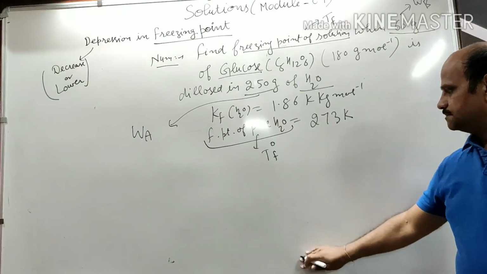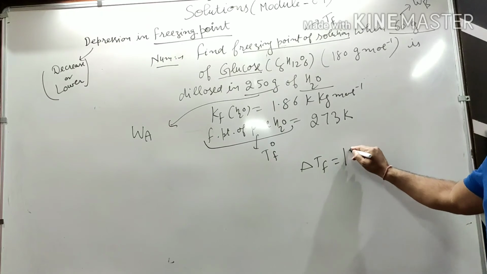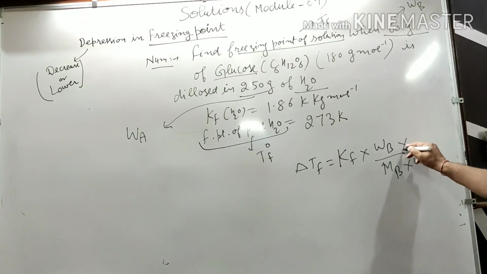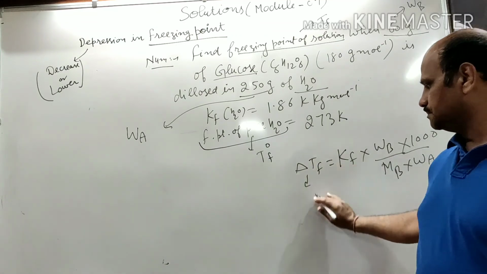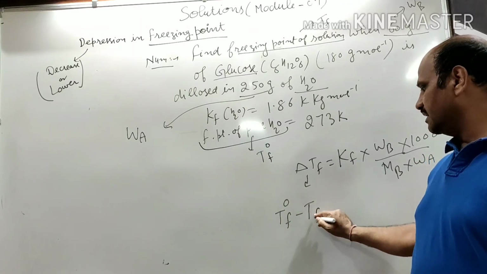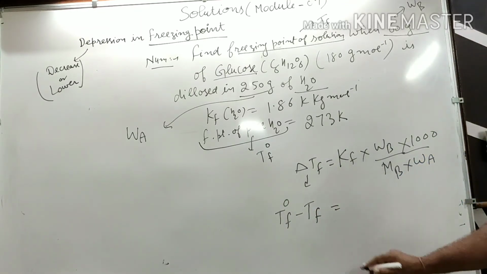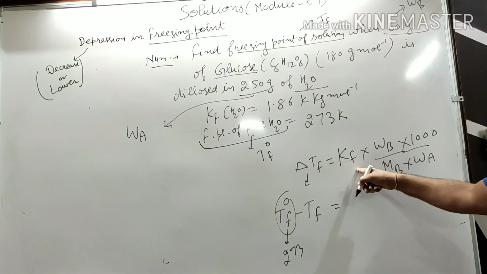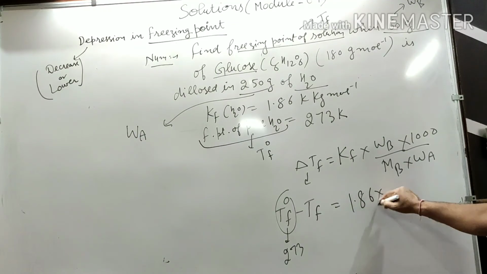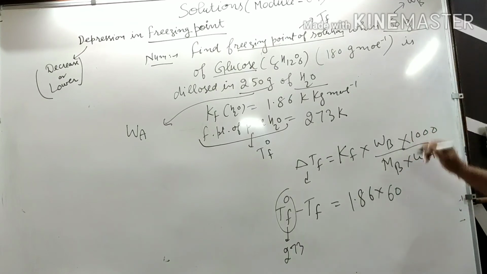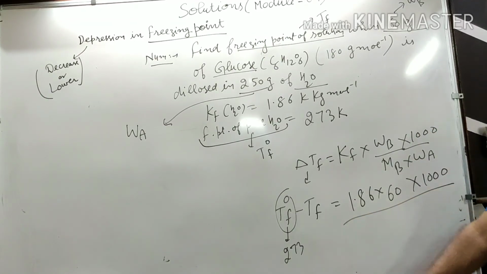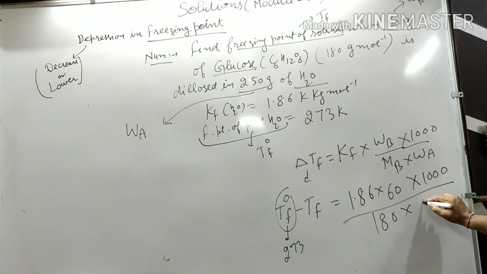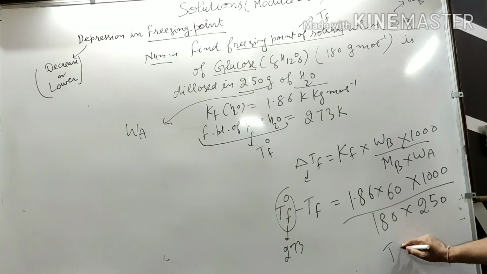So, putting the formula, delta Tf equal to Kf into WB upon MB, WA into 1000, into 1000. Also simplified, that is T naught f minus Tf. T naught f is given to you. What is that? 273 Kelvin. Tf you have to calculate. Kf value is also given, that is 1.86. WB is given, 60 into 1000. MB, molar mass of solute, is given, 180, and the mass of solvent is also given, that is 250. Like this you can solve and you can find out the value of Tf.